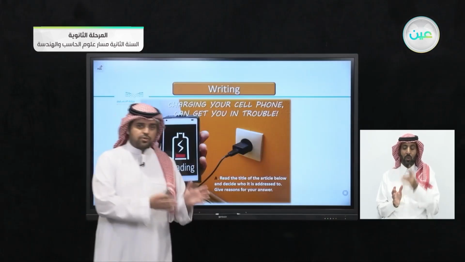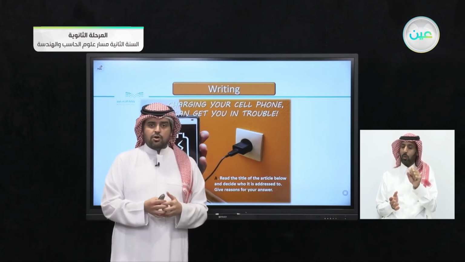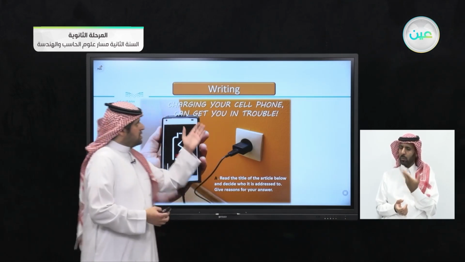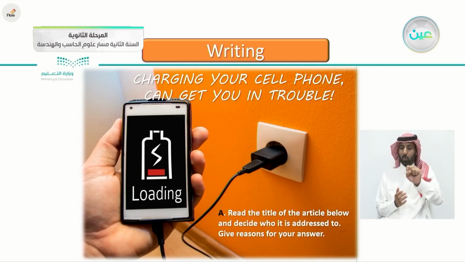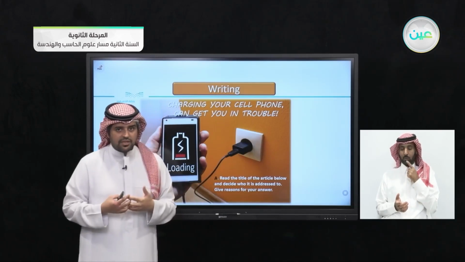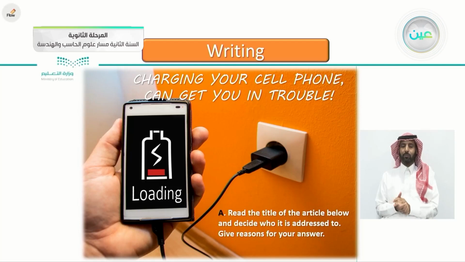What's the meaning of addressed to? It means who was it meant to be said for? Who are we talking to? So, charging your cell phone can get you in trouble. Who is "you" here? So who is it addressed to? Is it us? Does charging your cell phone get us in trouble? So it's obvious that it's not meant for us. It's meant for the criminal in the story, as we will see later. Give the reasons for your answer. The reason is that when we charge our cell phones, we don't get into trouble.